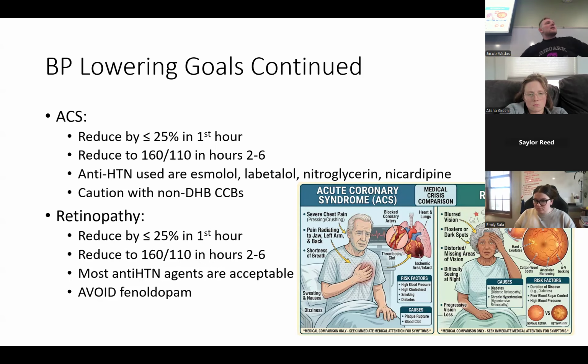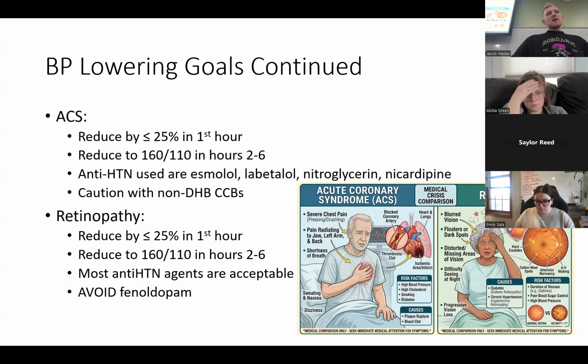Okay, now talking about ACS. It's the same goals as we had before. We want to reduce by less than or equal to 25% in the first hour, and then reduce to 160 over 110 in hours 2 through 6. Antihypertensives that are used are esmolol, labetalol, nitroglycerin, and nicardipine. Caution with non-DHP CCBs. Sorry, that should be DHP, not DHB, calcium channel blockers.